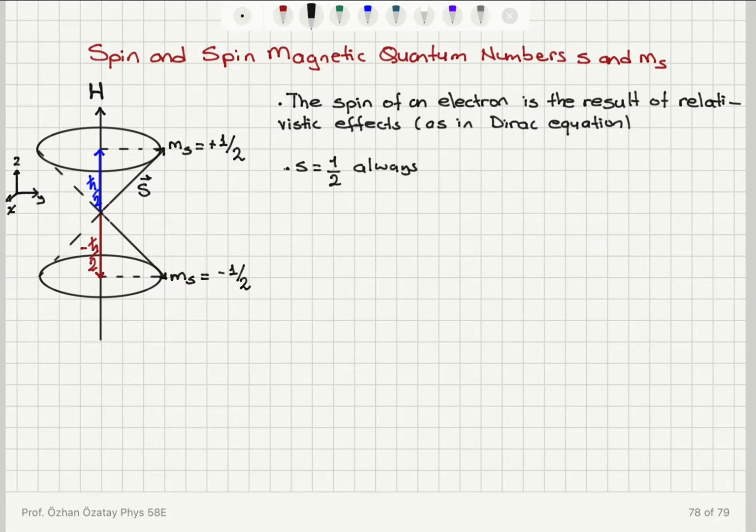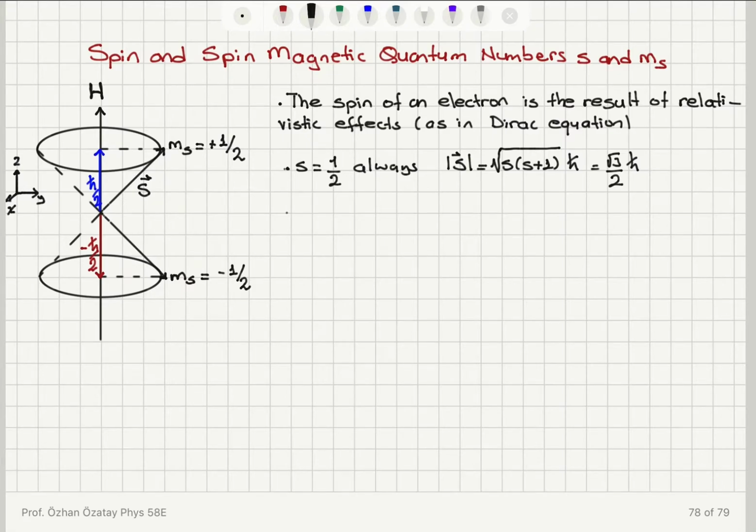Then the corresponding magnitude of the spin angular momentum vector is square root of s times s plus 1, times h bar, which is fixed at square root 3 over 2 h bar. So that's the only possible value we can have.